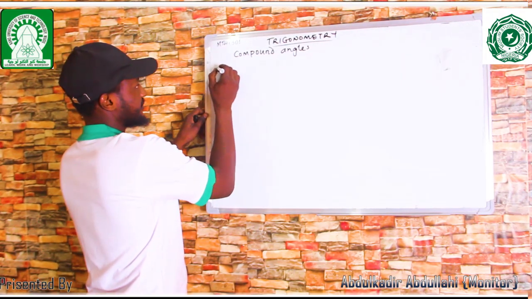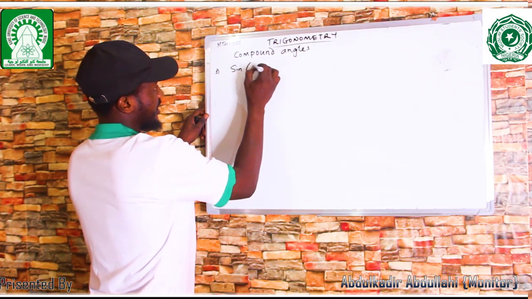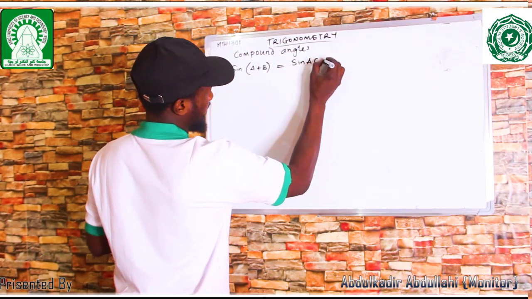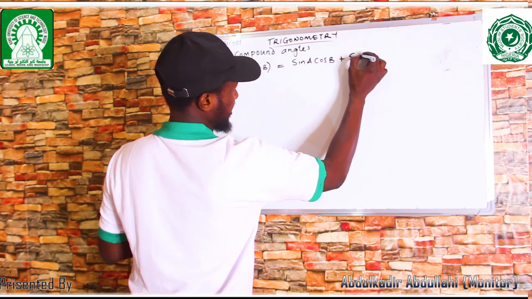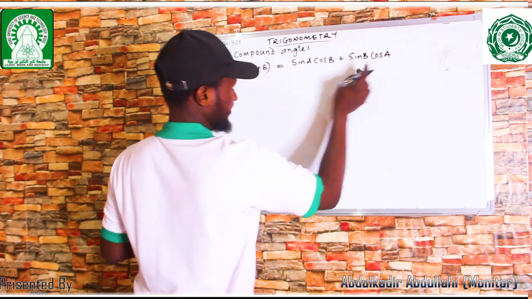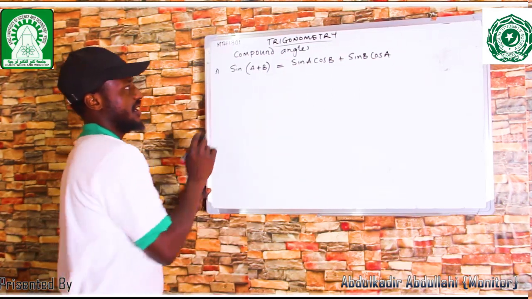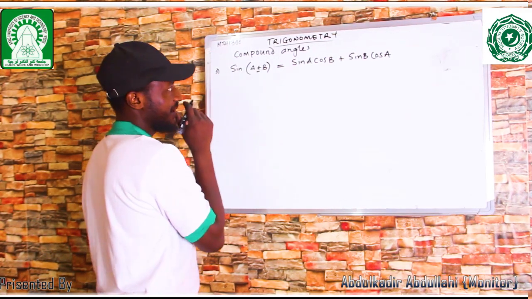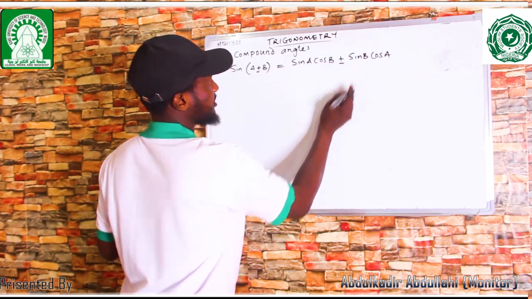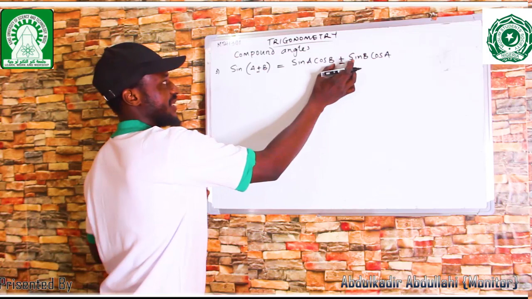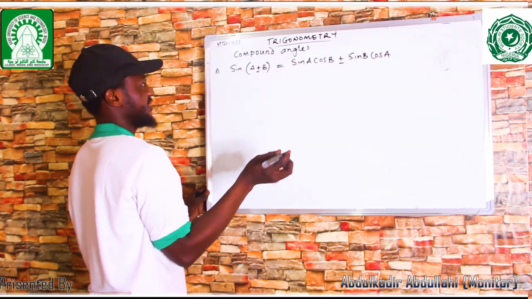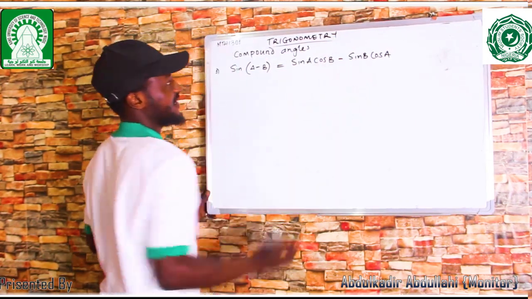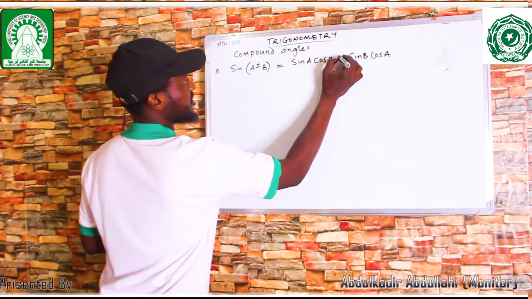Then, number one, sine A plus B is the same thing as sine A cos B plus sine B cos A. This is very, very important and clear. Now, if this is minus, that is sine A minus B. If it is minus, then here is minus. If it is plus, here is plus. Very important. That is to say, if I am having sine A minus B, it's going to be minus B here. If it is plus, then it's going to be plus.